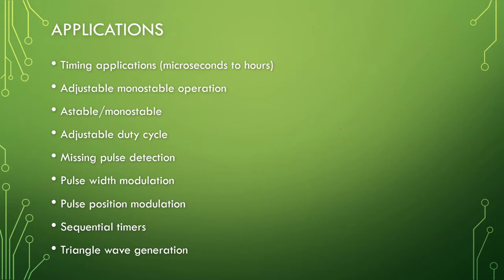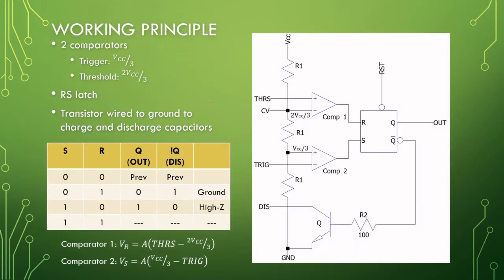With the circuit, you can do missing pulse detection, pulse width modulation, pulse position modulation, sequential timers, so multiple 555s triggering each other, and then triangle wave generation if you connect the integrator to a 555 timer. But the two that we will be focusing on are the astable and monostable.